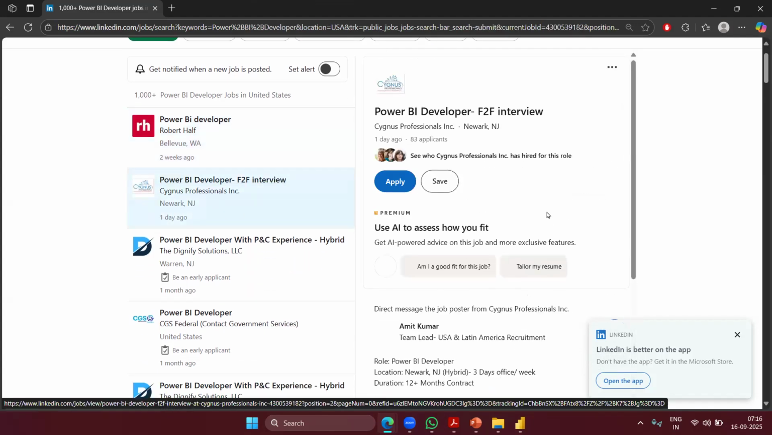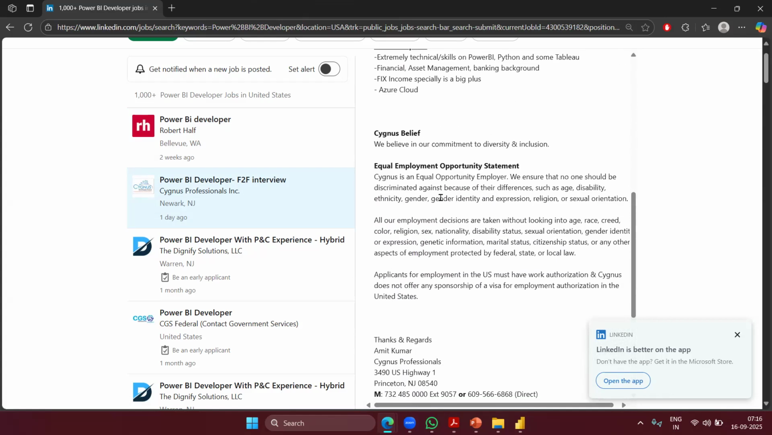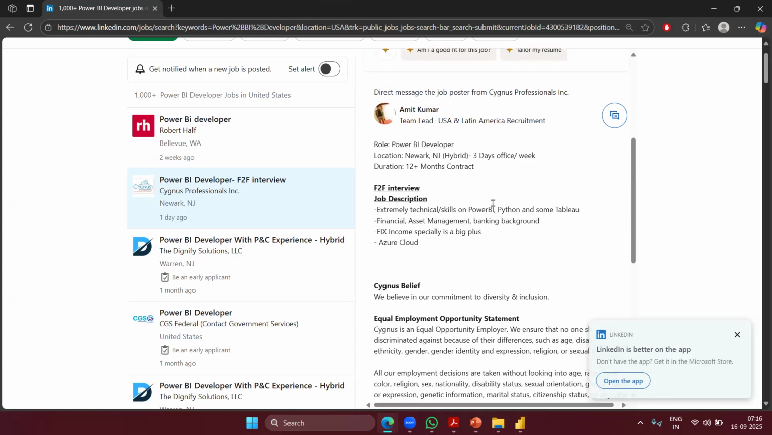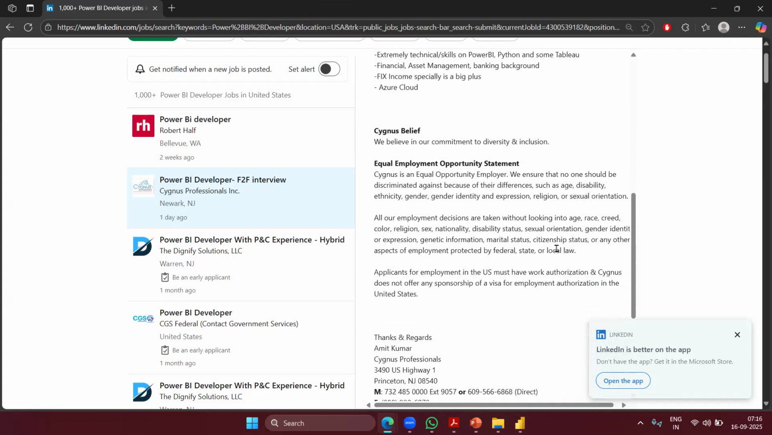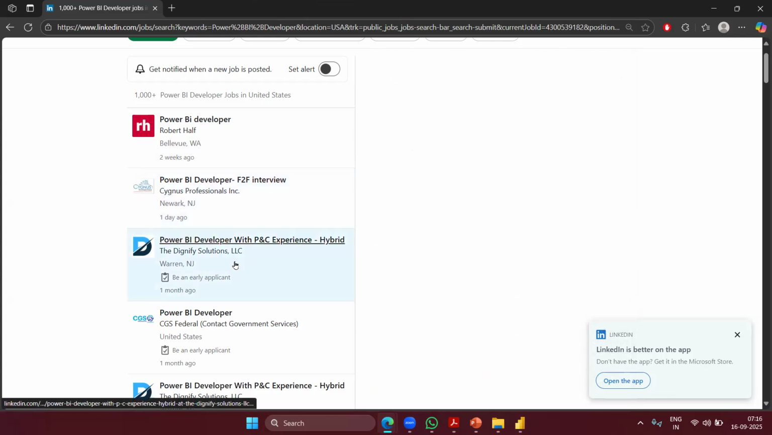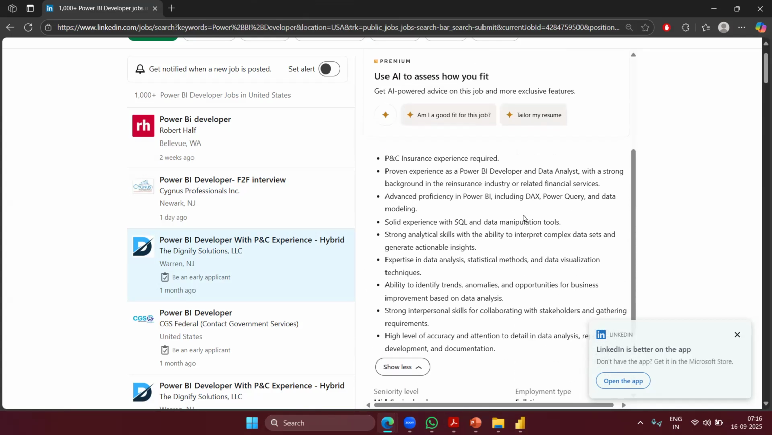Power BI developer, what is their requirement? If you can see, a 12 months contract, role of Power BI, extremely technical Power BI, Python and some Tableau, financial, Azure Cloud. So I guess equal opportunities. So in the job market, there is a good amount of jobs.